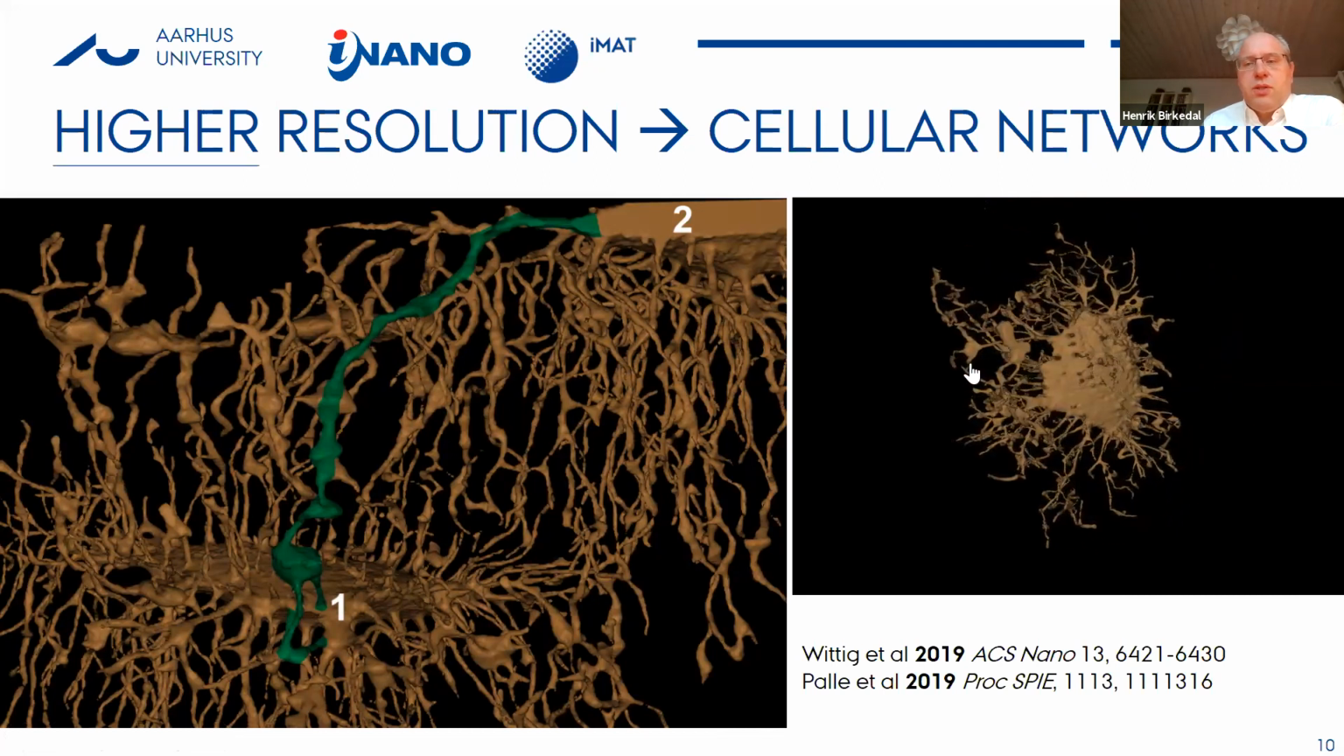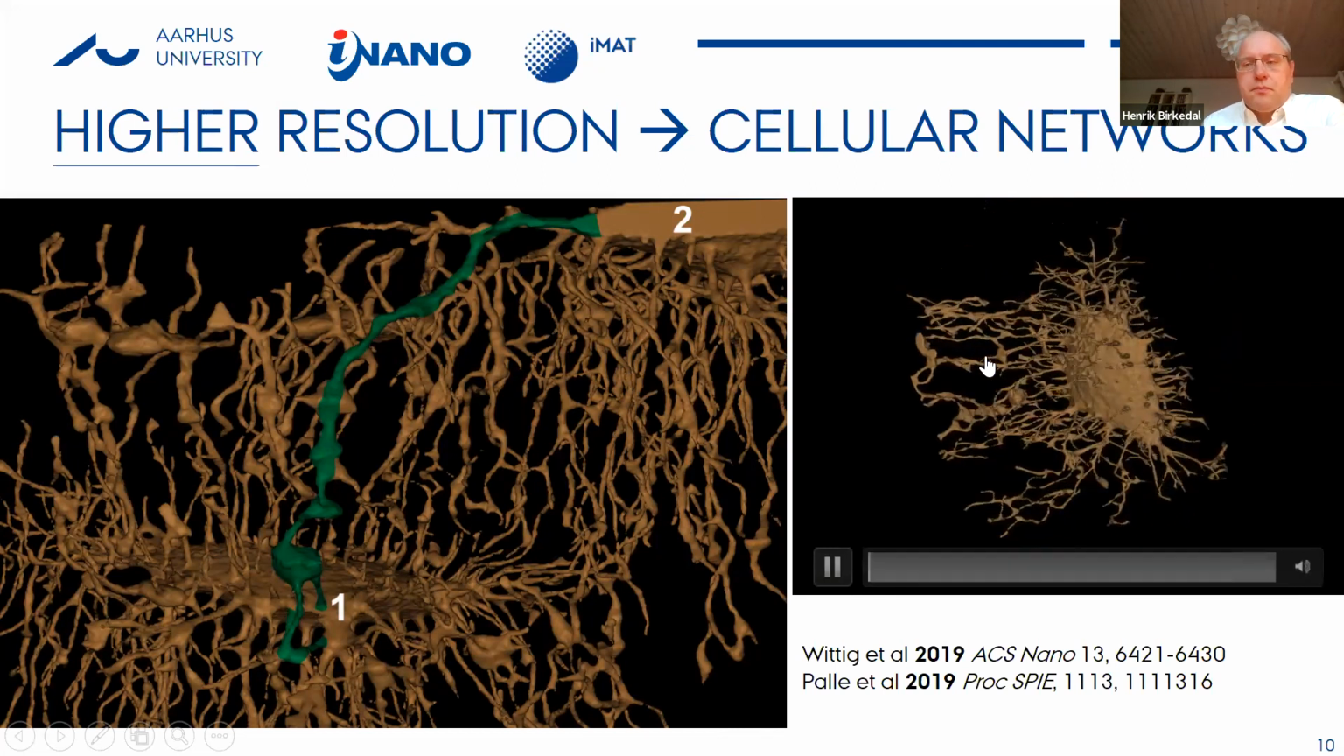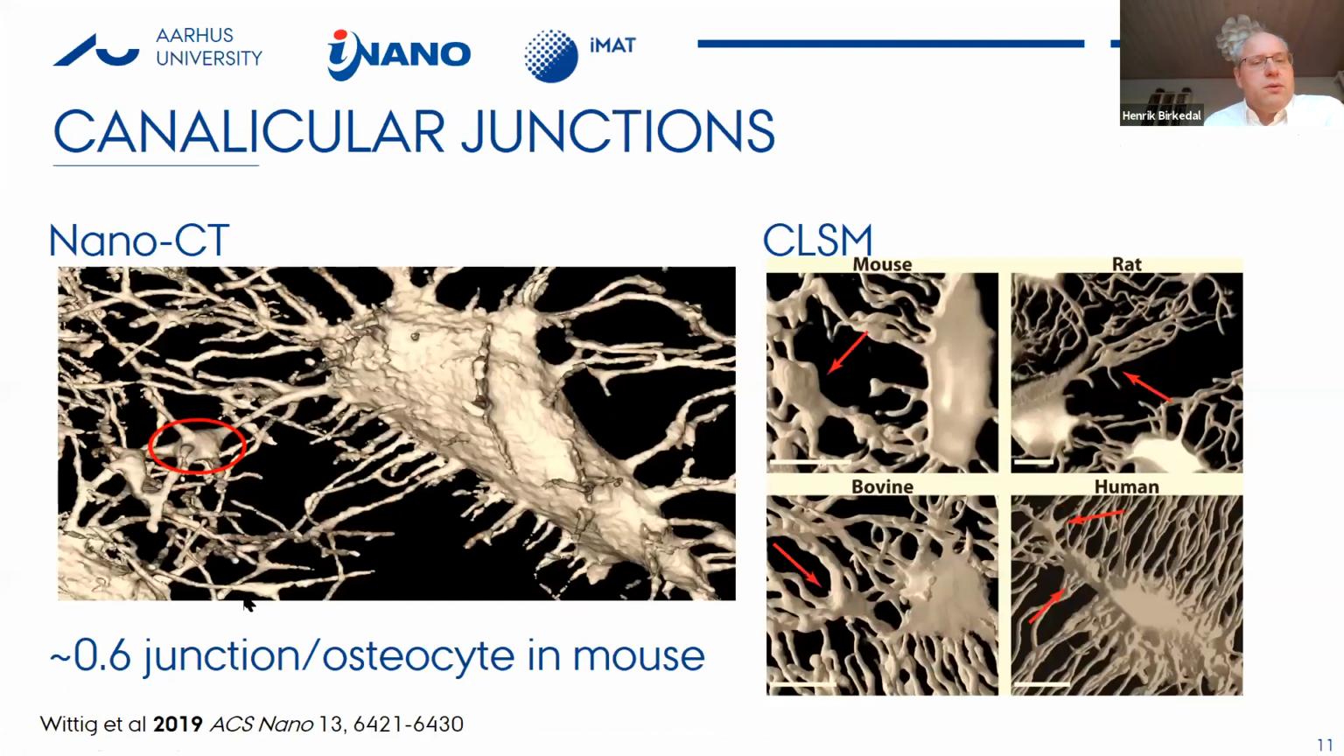And on the right, you can see there's a little blob moving around over here in this single cell. And so when we were looking at this more, we saw that there were these blobs within the network that we call junctions. They occur in the places where several canaliculi cross.